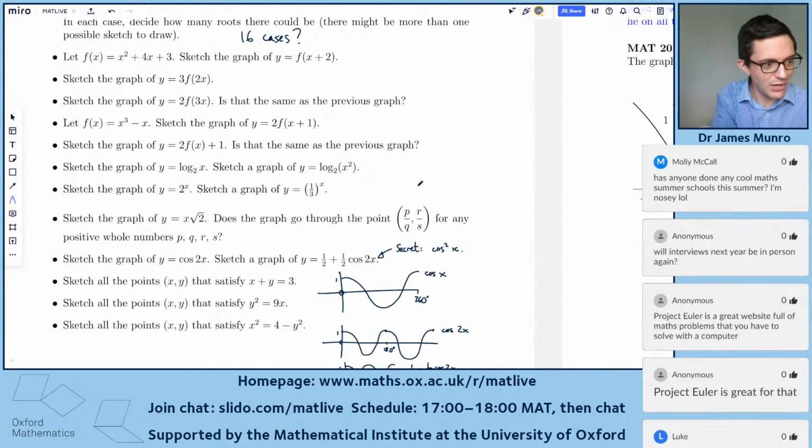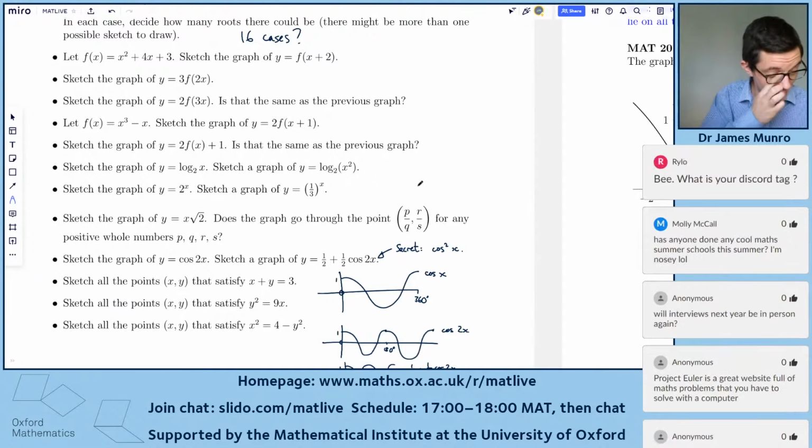Cool, summer schools. Molly wants to know about summer schools. Rilo and B are still trying to find each other. I think B's gone now. Sorry.